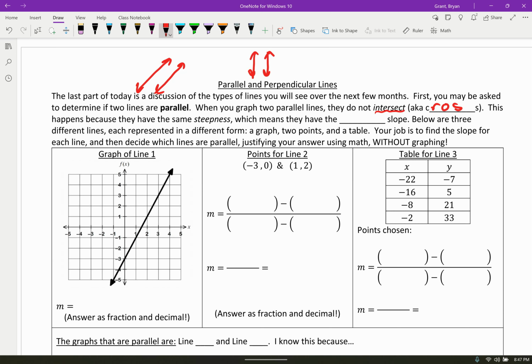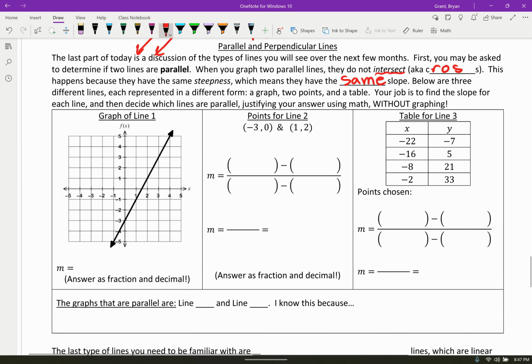That's on here. And this happens, they don't run into each other because their steepnesses are the same. They're going up at the same rate. And if they have the same steepness, that of course means they have the same slope.